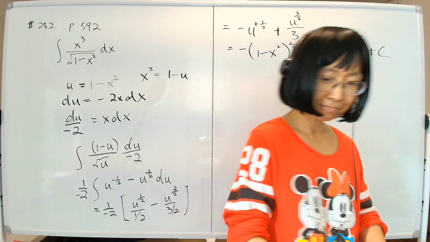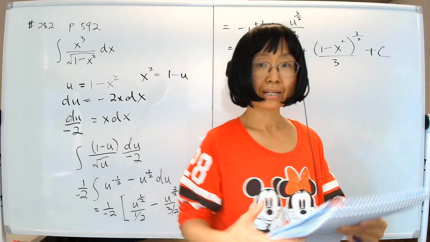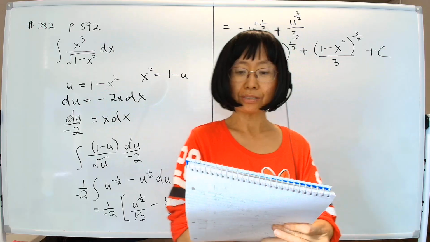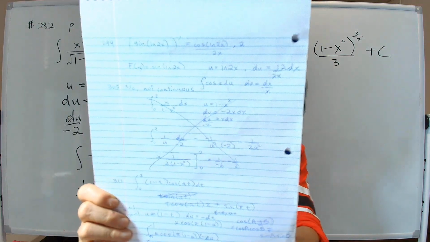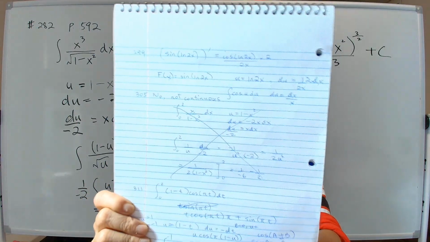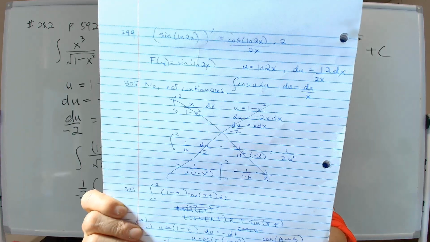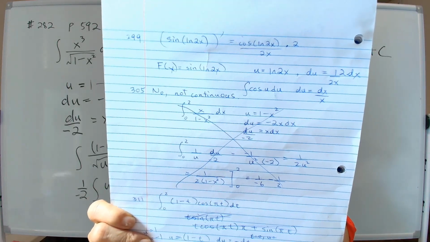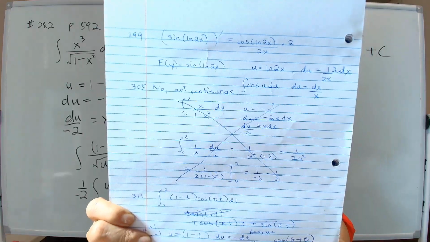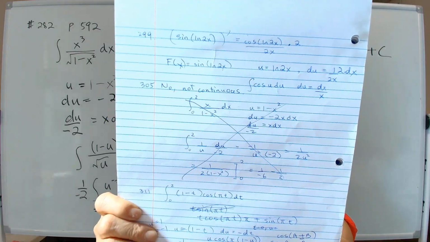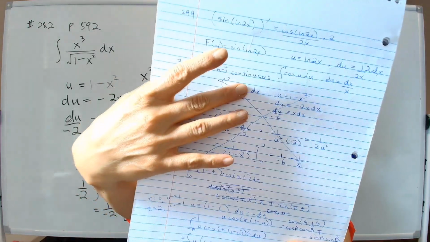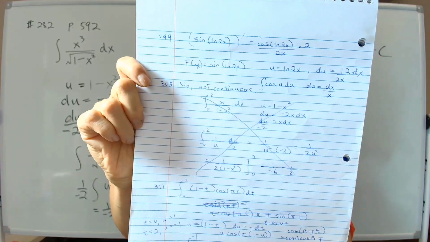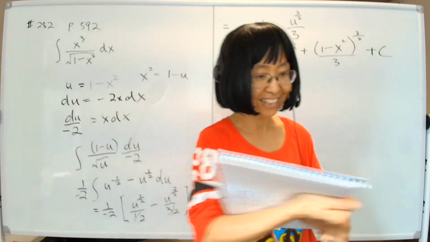So next, problem 299, the same principle. What you do is let u equal the natural log of 2x. Then du is just dx over x, and the complicated looking integral becomes something simple, the integral of cosine u. That's about it. It comes out very nicely.